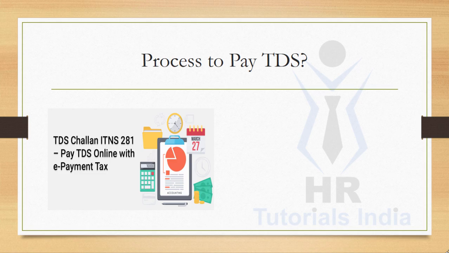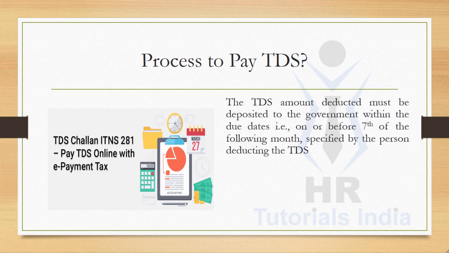Process to pay TDS. The TDS amount deducted must be deposited to the government within the due dates, that is on or before the 7th of the following month specified by the person deducting the TDS. Which means the TDS amount deducted from the vendors or the employees has to be paid to the government within the due dates, that is on or before the 7th of the following month.